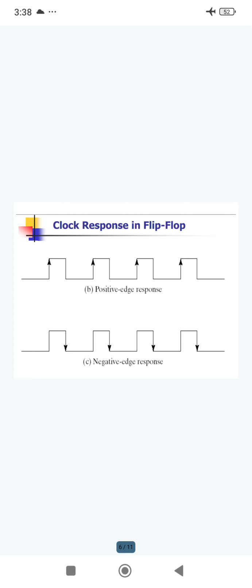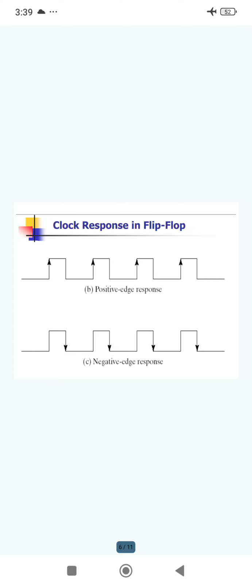The clock response of the flip-flop means that is triggering. The output responds to the changes in the input only at the positive or negative edge of the clock pulse at the clock input. If the clock pulse is following the forward position, that is positive edge triggering. If the clock pulse arrow is following the reverse position, that is negative edge triggering. So edge triggering has two types. One is positive edge triggering, another one is negative edge triggering.